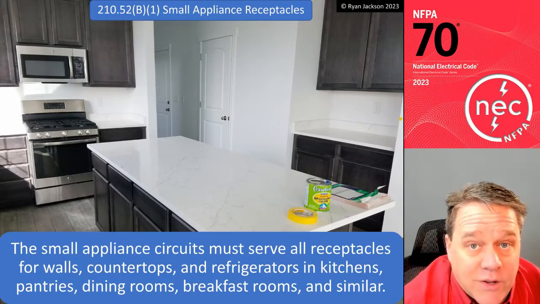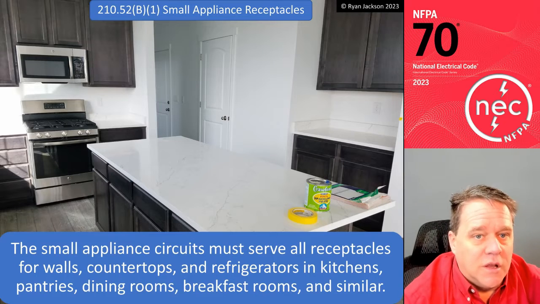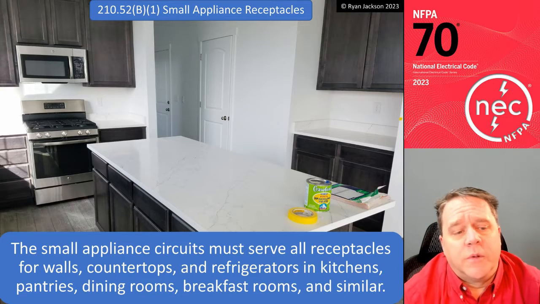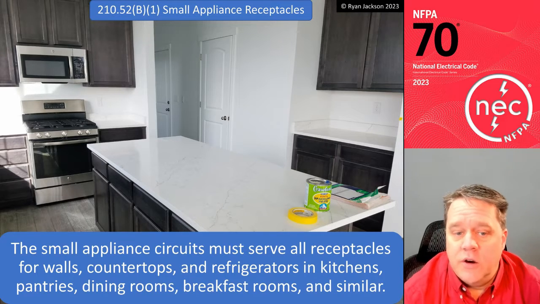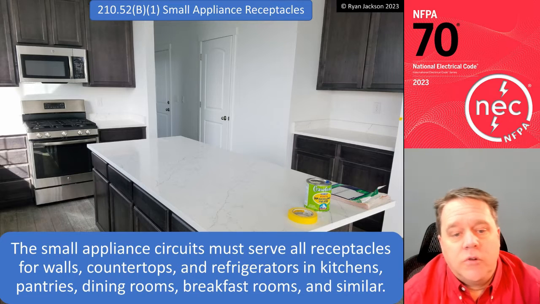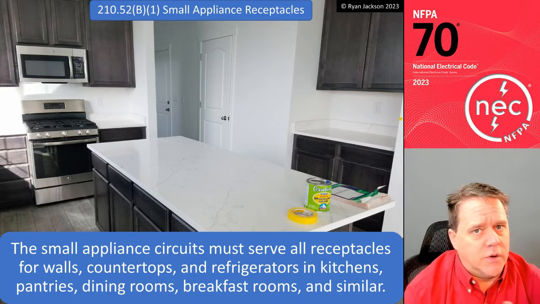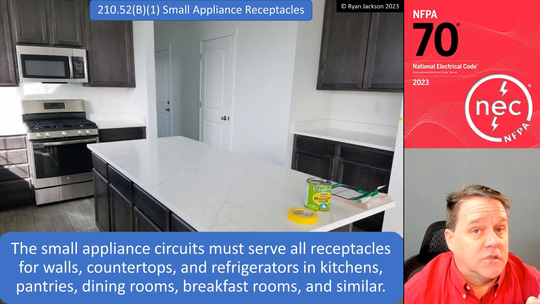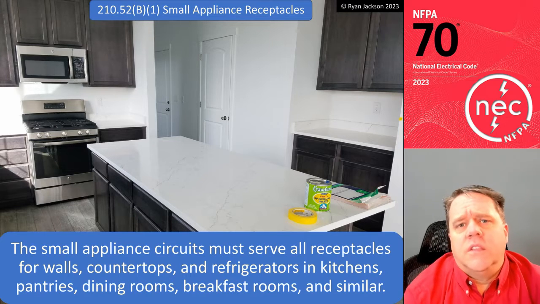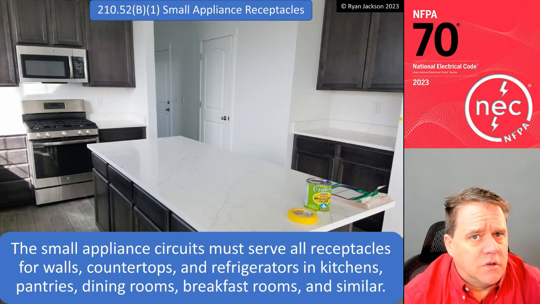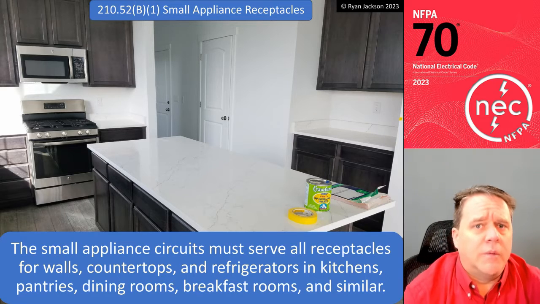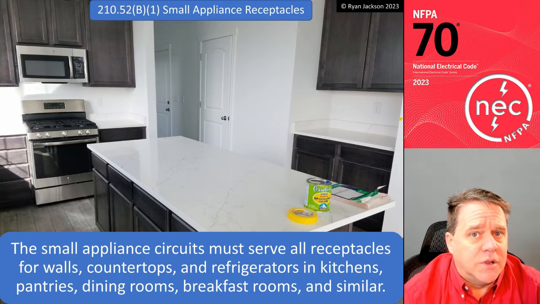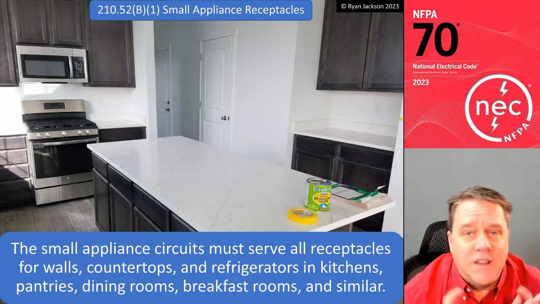All right, let's do it. 210.52b1, small appliance receptacles. The small appliance branch circuits must supply all receptacles for walls, countertops, and refrigerators in the kitchen, pantry, dining room, breakfast room, and similar location. Okay, so there's a section 210.11c, I think it's C2, maybe it's C3, that says you need at least 2 small appliance branch circuits for each kitchen. Now, small appliance branch circuits need to be 20 amperes, and they're only allowed to supply the receptacles that are indicated in this section.